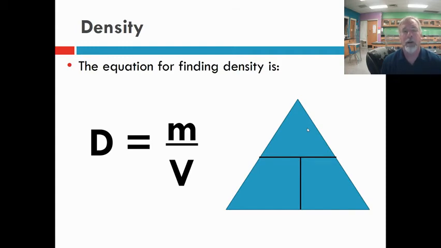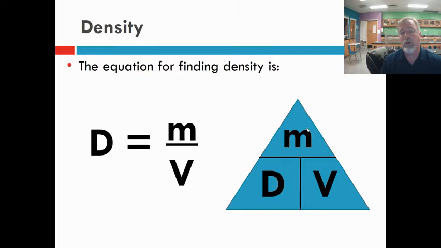Maybe you've seen this in your math class before, but if you haven't, we're going to go through it and explain it. So on the top of this triangle, I want to put a little m, a little m for mass. On the bottom, we're going to put a big D for density and a big V for volume. So how do we use this?